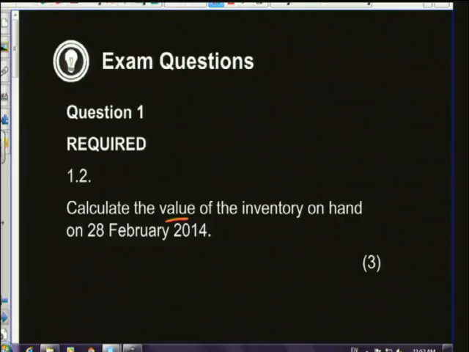Welcome back, guys. Before the break, we calculated the weighted average price, and we're now ready to move on to the next part of the question. Right, 1.2 wants us to calculate the value of inventory on hand on the 28th of Feb 2014. Right, so this particular question, what is the total value of our closing stock? Right, let's go for it.